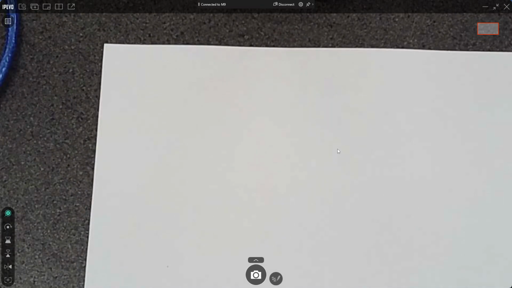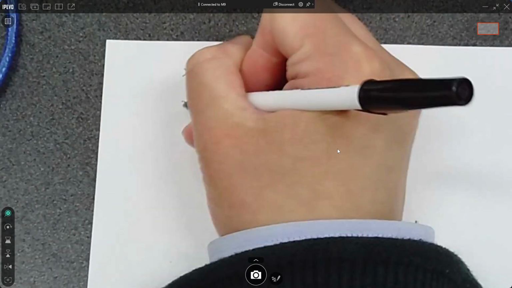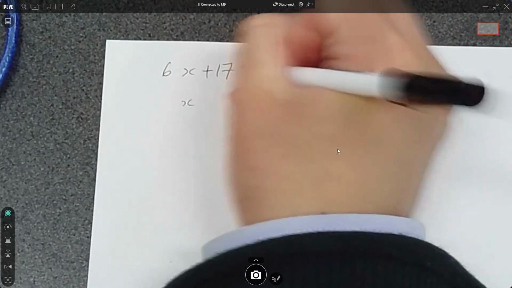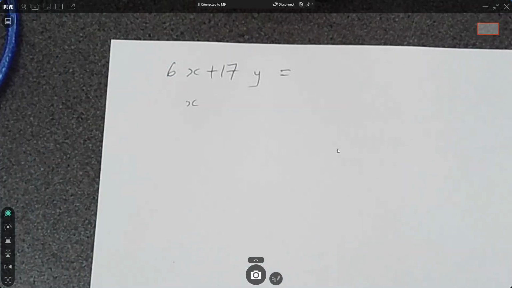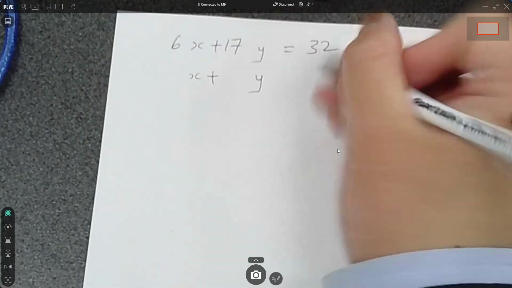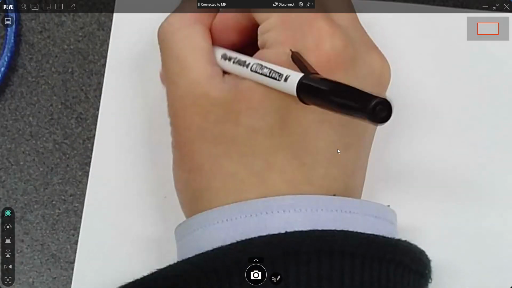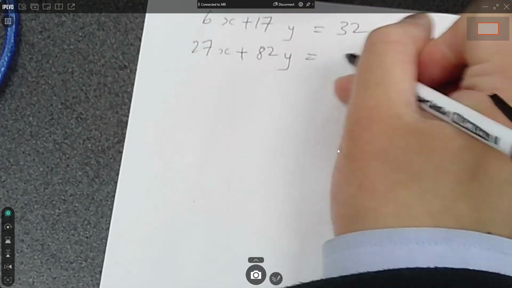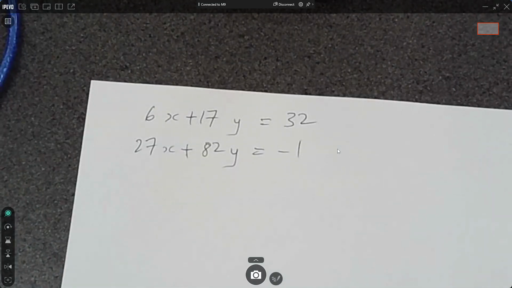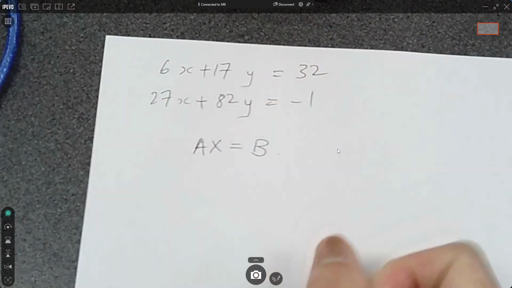Okay, why don't you tell me the two equations this time? Just make some equations up. 6x plus 17. Yep, pick a number. We need two equations. -1. Okay. All right. Step 1. Set up your matrix equation. AX equals B.